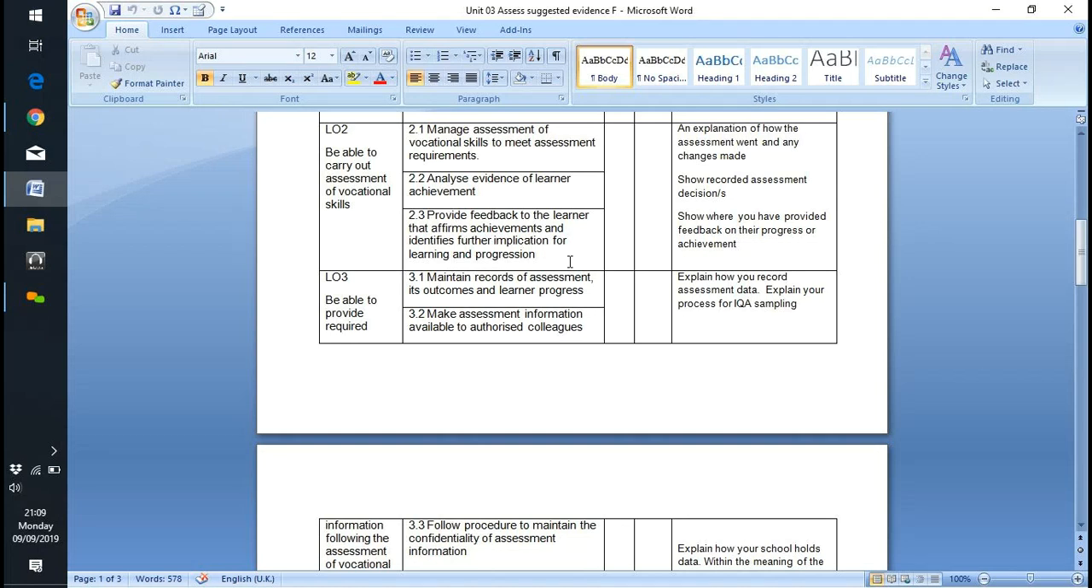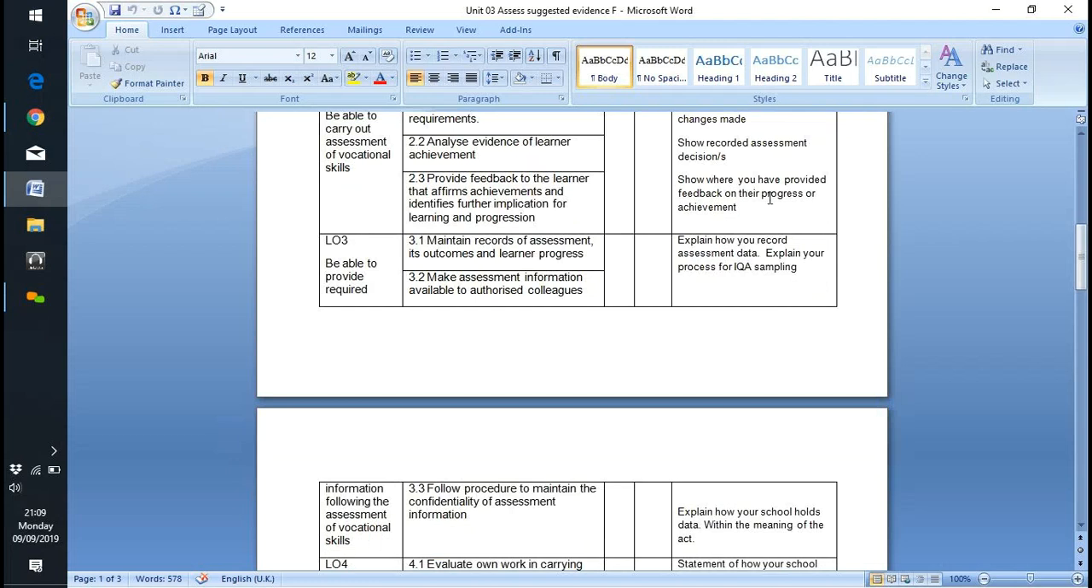So once I've looked at the work that I need to be assessing, it all just flows on from that work as I'm assessing it. This is very much in order of progression through the qualification. So again, an explanation of how the assessment went and why. Show recorded assessment decisions. That's on your assessor's report. And show where you've provided feedback on the progress of achievement. So a feedback sheet if you've got one.